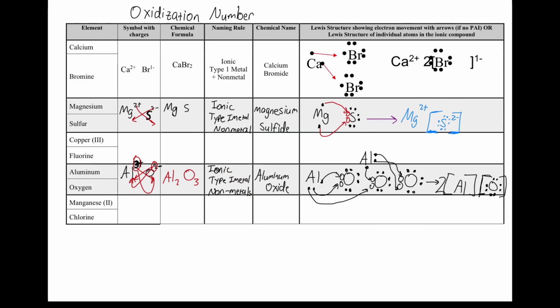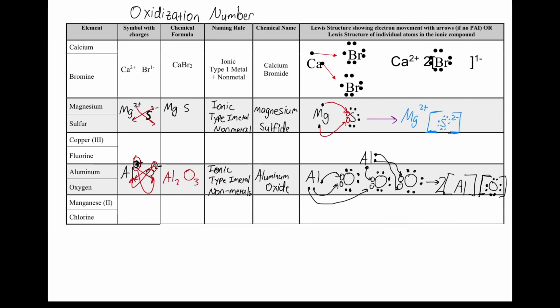And here's that same page we were working on in the last video. I have a copper 3 and fluorine. And we're going to mix these up somehow, and we're going to come up with a compound that's ionic, that has every element with a full outer octet, and that the whole thing is going to be neutral when I put it all together.